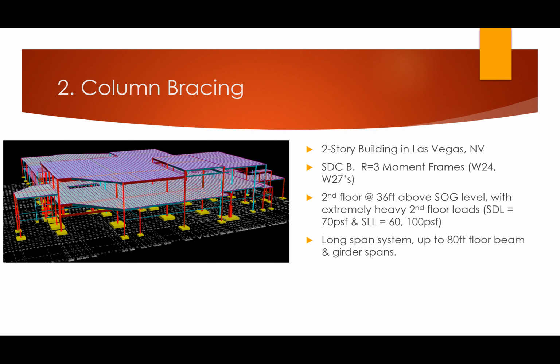But in addition to that, the second floor is extremely heavily loaded. So superimposed dead load here is something like 70 pounds per square foot on average throughout the whole slab. And then we have live loads generally of 60 to 100 PSF on this upper floor. Now, compounding this even further is not just the fact that the columns are very tall and that the loads are quite high, but also this is a very, very long span floor system.